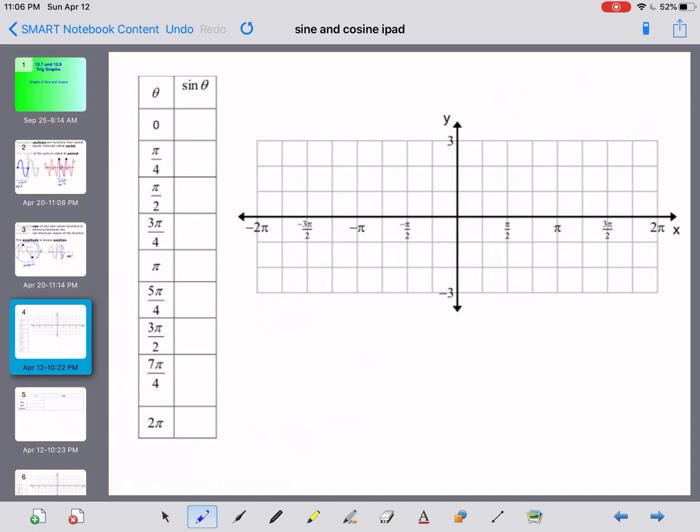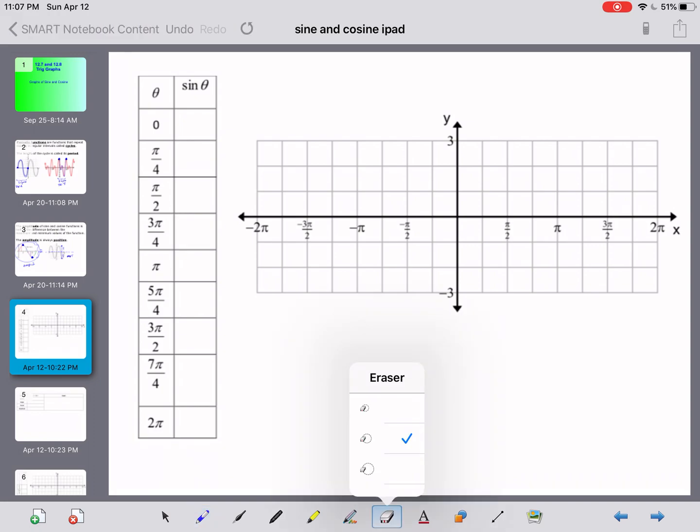Okay, so now we're going to get into the sine and cosine functions. If you have your unit circle all filled out, that would be a helpful visual for you to go along with this. So find that. So if you look at your unit circle, when theta is 0, what's the sine value, right?